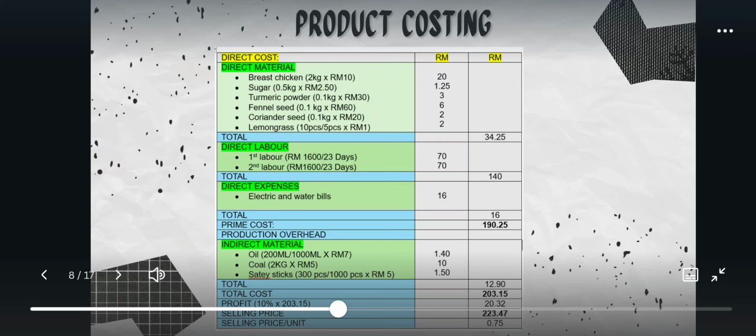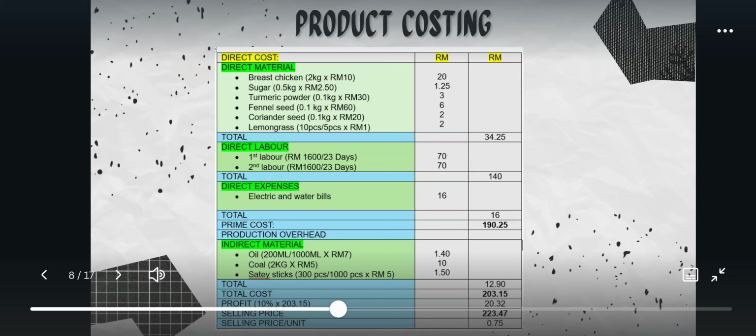And to find the prime cost, we total up the direct material, direct labor, and direct expenses price, which is 34 ringgit 25 cents plus 140 ringgit plus 16 ringgit. The answer will be 190 ringgit and 25 cents.